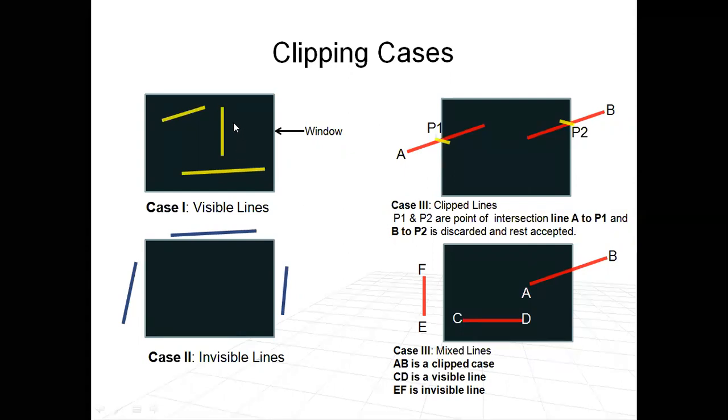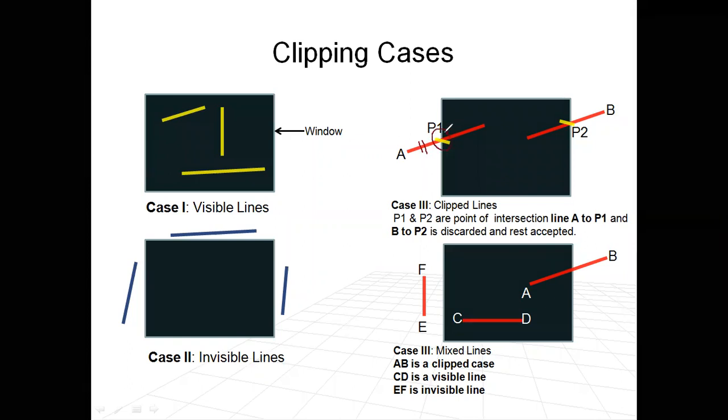So there is no clipping required because the complete line is lying within the visible region. Here no clipping is required across the edges, because all the lines are lying outside the visible region. Whereas in some other cases you can see the clipping will take place. For example, case three, clipped lines. So a line is drawn, a point. So this part will be clipped across the intersection of its edge.